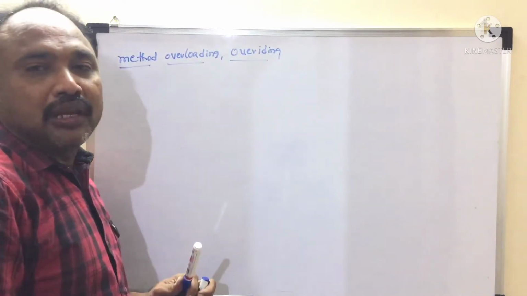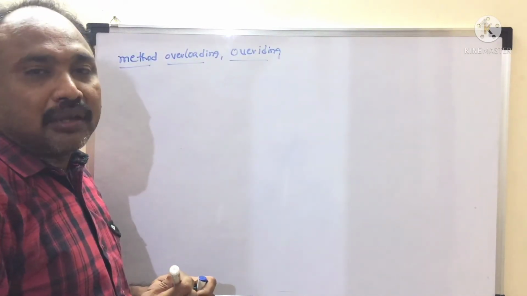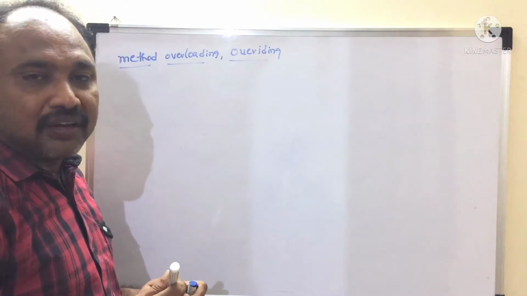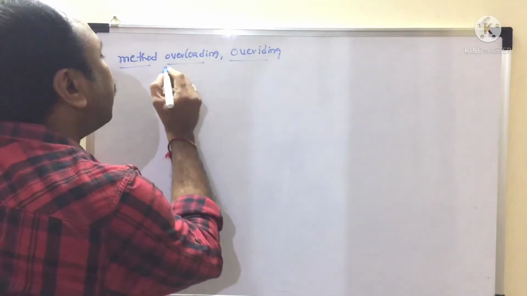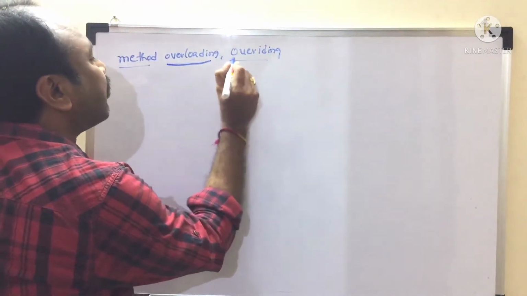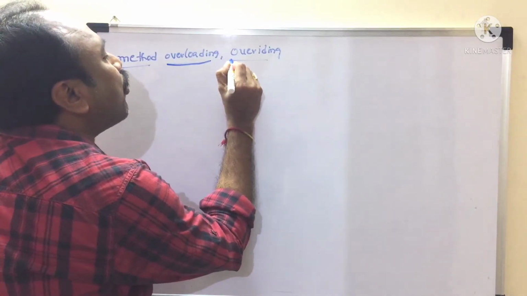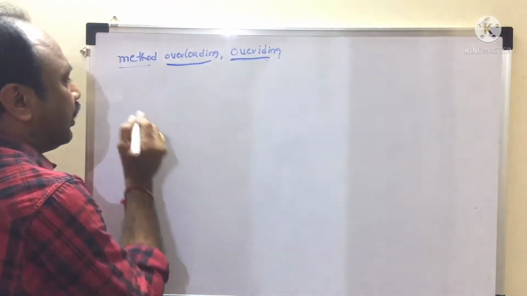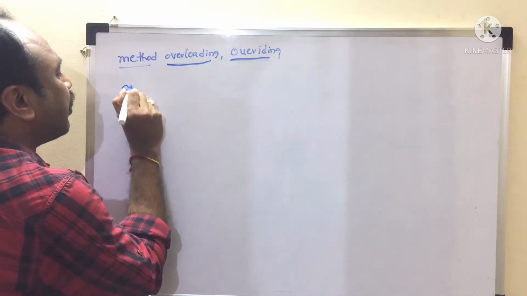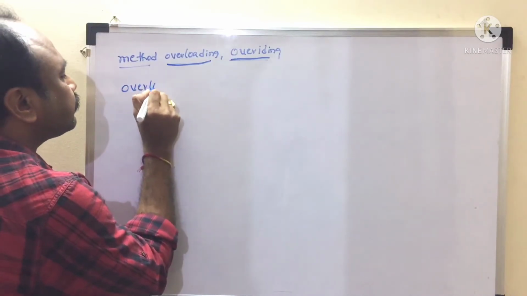We have two types of polymorphism: compile time polymorphism and runtime polymorphism. The example of compile time polymorphism is overloading and overriding. First of all, what is meant by overload?